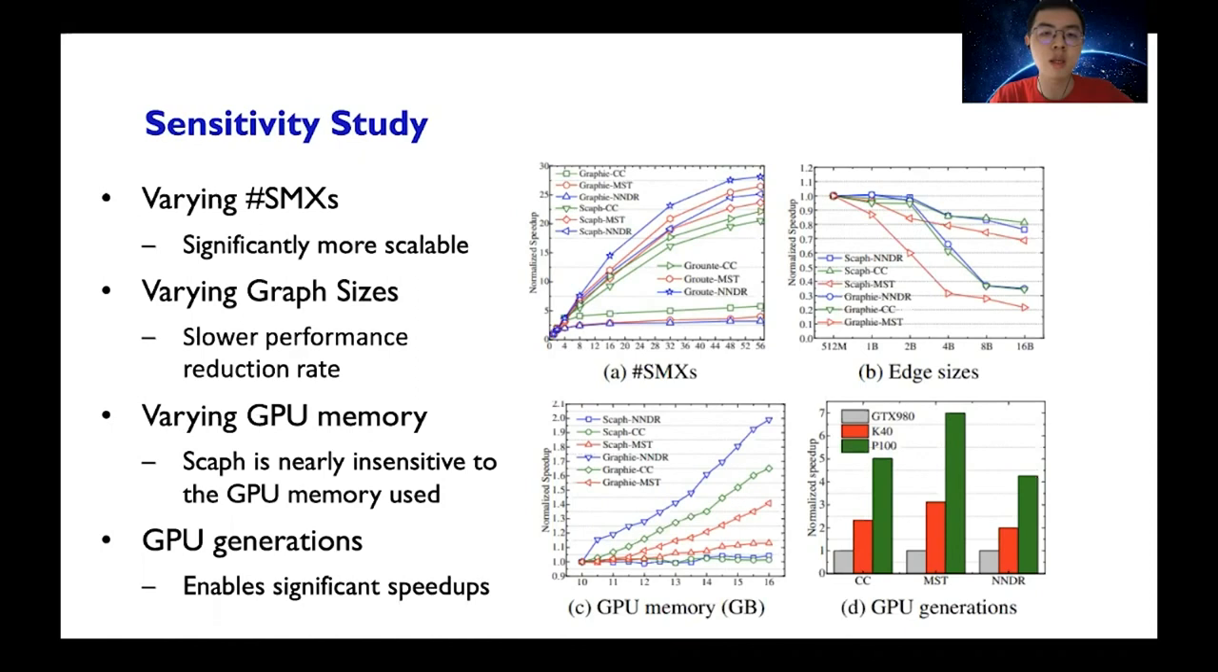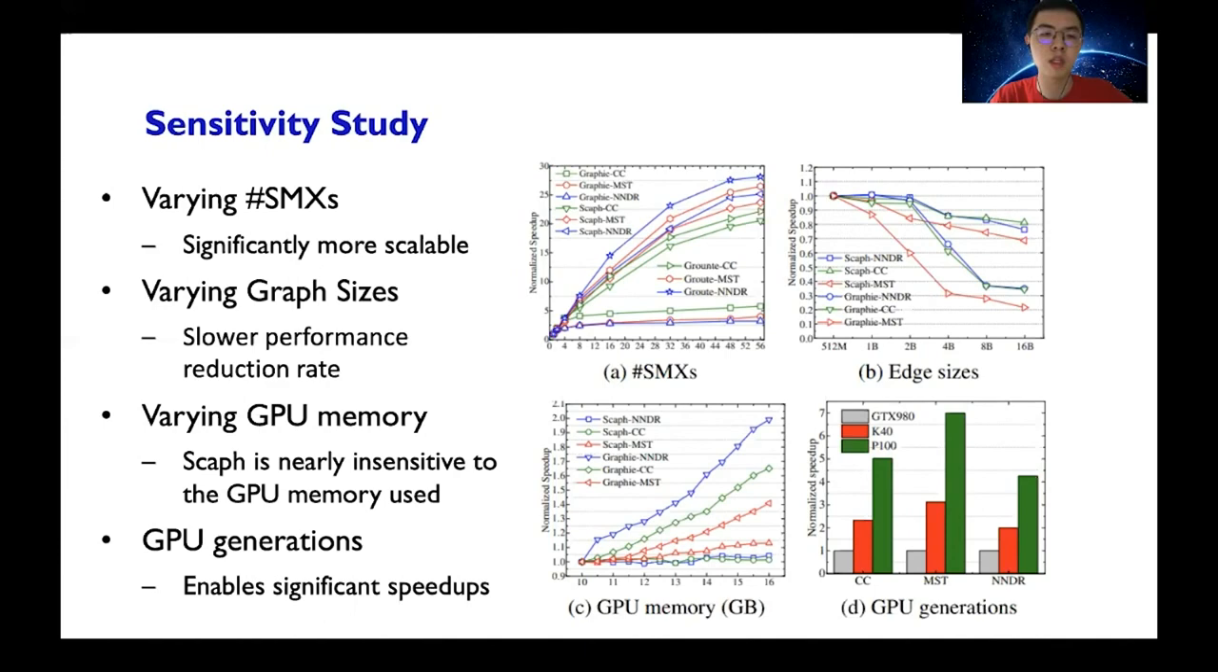By varying graph size, we see that both Scaph and Graphie maintain their throughput as the graph size increases, but degrade once the graph size can no longer fit into GPU memory. However, Scaph has a slower performance reduction rate than Graphie. By varying GPU memory size, Scaph is nearly insensitive, since it exploits UD and PUD for high-value subgraphs and UD only for low-value subgraphs always. By applying different GPU generations, compared to Graphie that shows few speedups, Scaph enables significant speedup as a more powerful GPU is adopted.